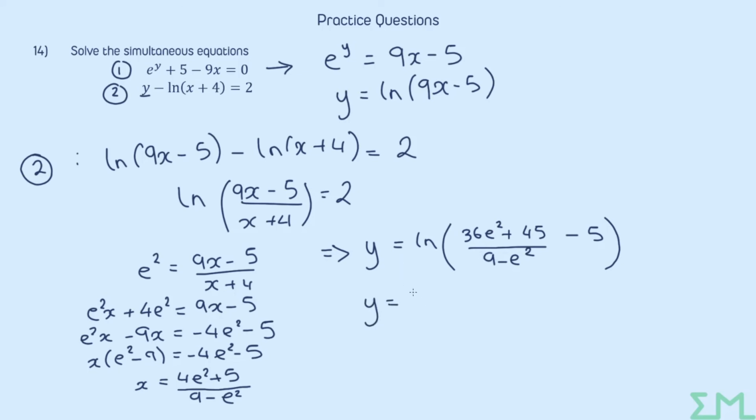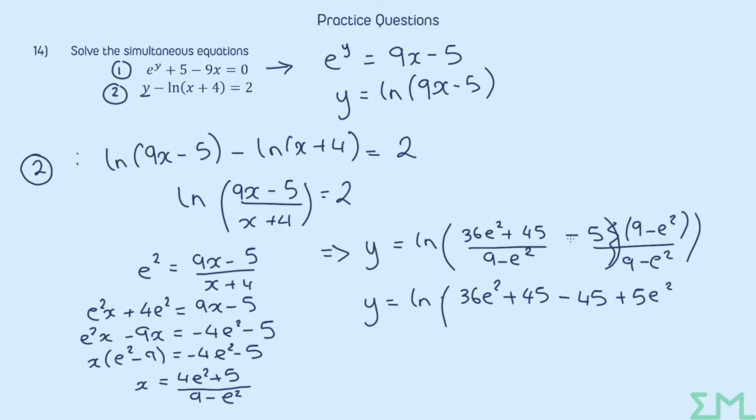The question, if it was an exam question, would probably specify what form it wanted the final answer in. So we've got 36e squared plus 45. We're then going to have to take away, so what we'd basically be doing here is multiplying the 5 by both the top and the bottom by the denominator, so that the denominators are the same, and we can then just subtract. So we're going to minus, oh, it actually works out quite nicely, minus 45 and then plus 5e squared, careful with that minus times a minus, all over 9 minus e squared.